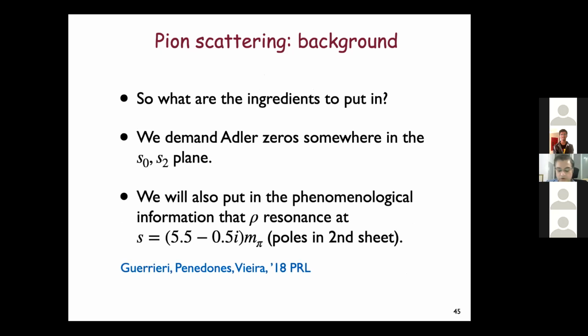So what are the ingredients that you would like to put in to get your first constraints so far as the S matrix bootstrap is concerned? First of all, we want to demand that there are these Adler zeros somewhere. And then you have to use unitarity, but we will also use another input because we have to give some more inputs. Otherwise we won't be able to get any constraints. The input that we are going to use, which is the only phenomenological information in this whole S matrix bootstrap game, is the value of the rho resonance. So this is the phenomenological input that we will use.